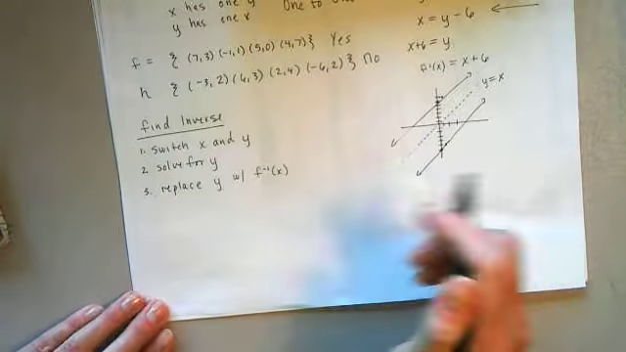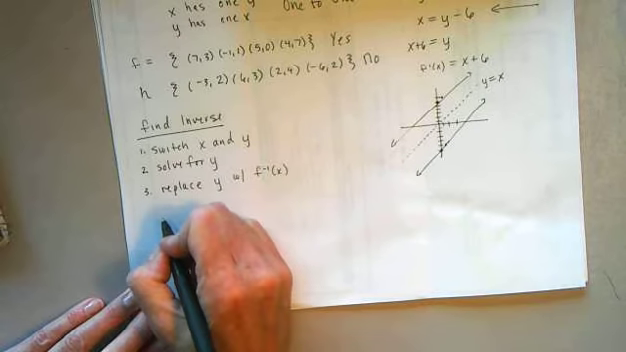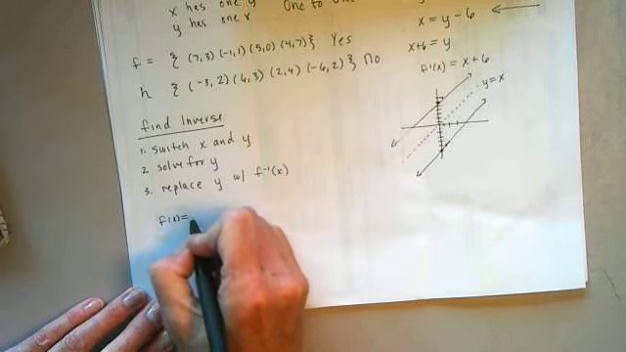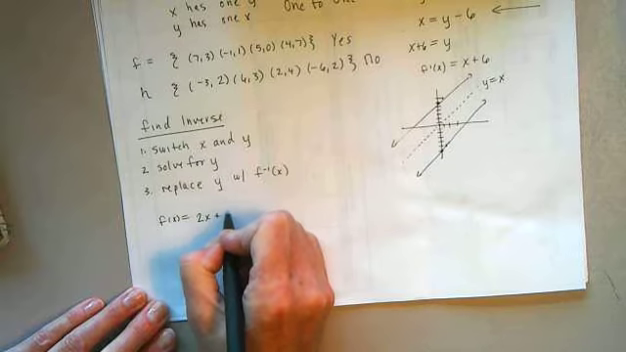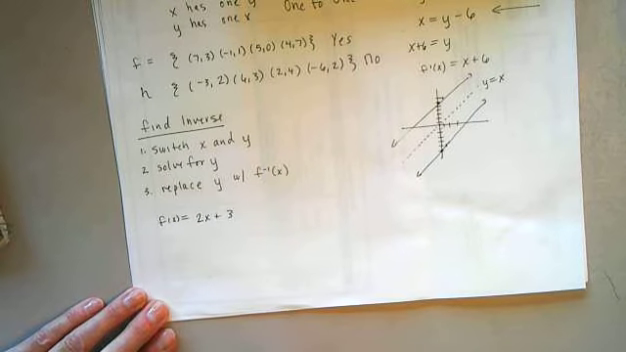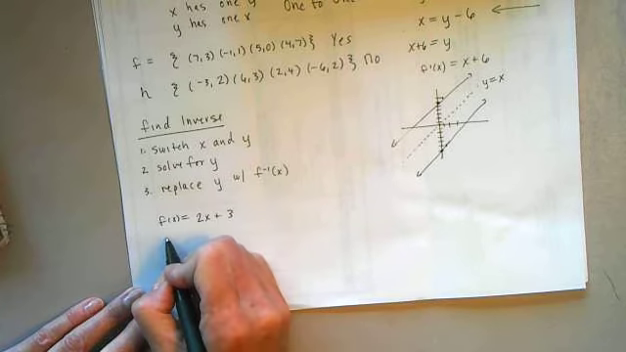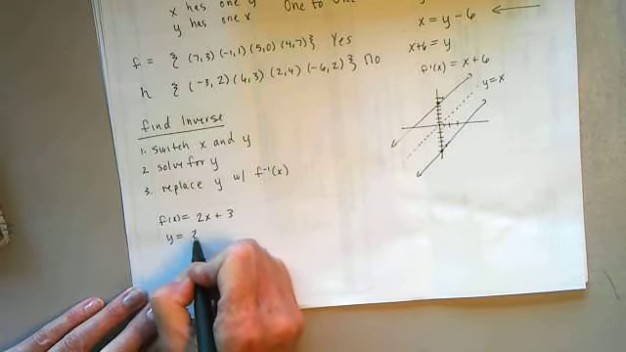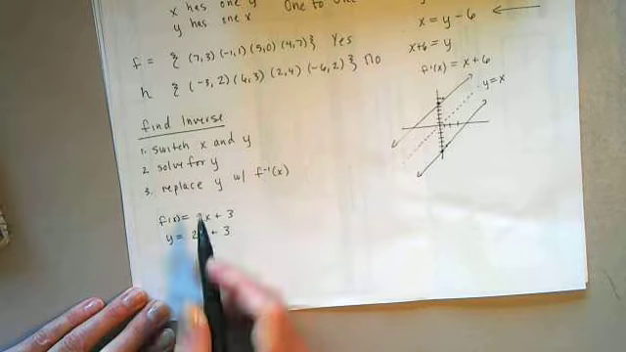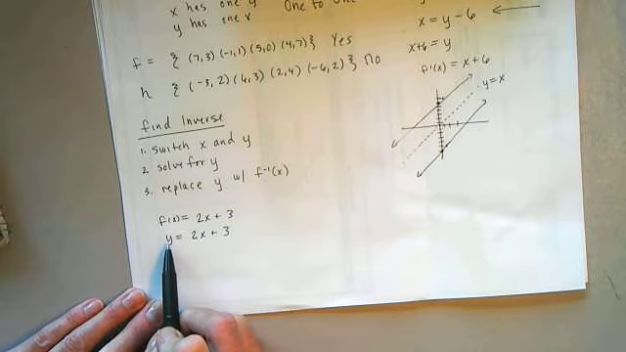Alright, let's try another one of those. Let's say I give you that f of x is 2x plus 3. And I want you to find the inverse and graph it. So, first of all, we know that f of x is the same as y. So not changing anything, just writing f of x as a simple y.